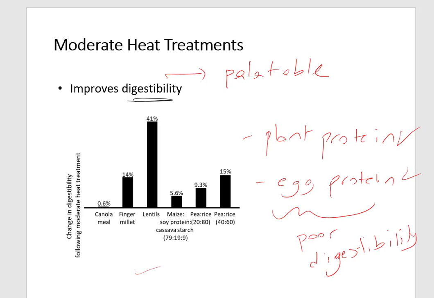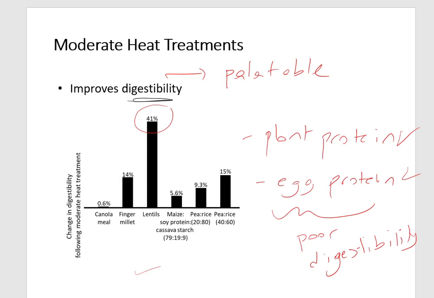So this graph shows the change in digestibility following moderate heat treatments. There are different plant proteins here at different ratios. They generally increase after applying heat treatment, especially lentil. There's a 41% increase in digestibility after the treatment. Okay? All samples' digestibility are increased at different ratios.